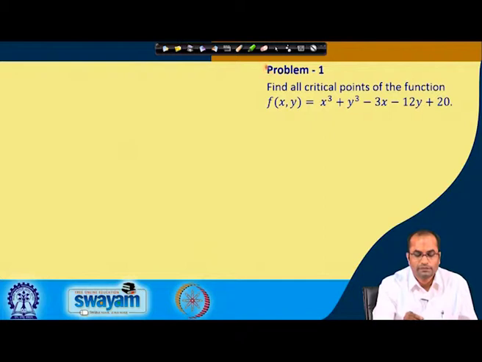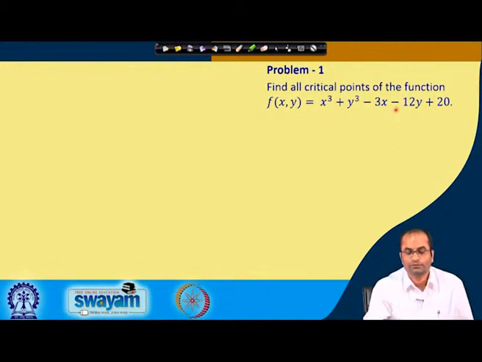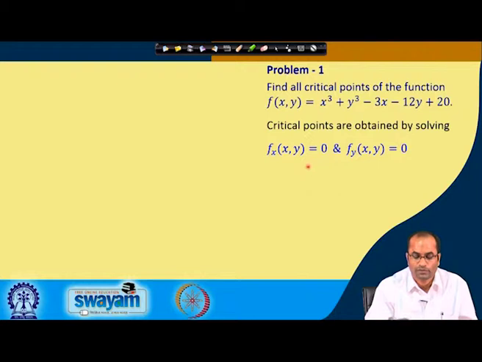Now, let us go through problem number 1. Here we will find all the critical points of the function f x y equals x cube plus y cube minus 3 x minus 12 y plus 20. To find the critical points, we have to compute the partial derivatives with respect to x and with respect to y and set them equal to 0, and out of these two conditions we will find how many points satisfy f x equal to 0 and f y equal to 0.